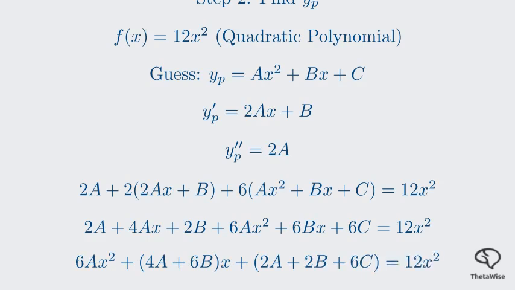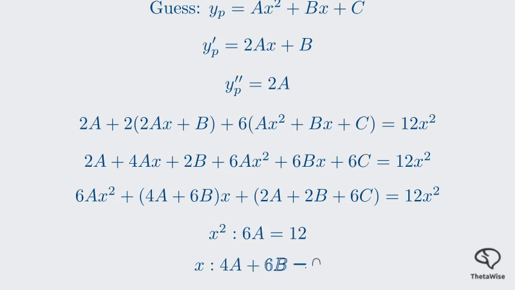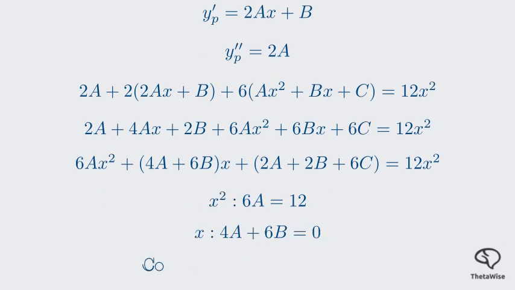Now we compare the coefficients of the powers of x on both sides. For x squared, we have 6A on the left and 12 on the right, so 6A equals 12. For x, we have 4A plus 6B on the left and 0 on the right, so 4A plus 6B equals 0. For the constant term, we have 2A plus 2B plus 6C on the left and 0 on the right. We now have a system of 3 linear equations.